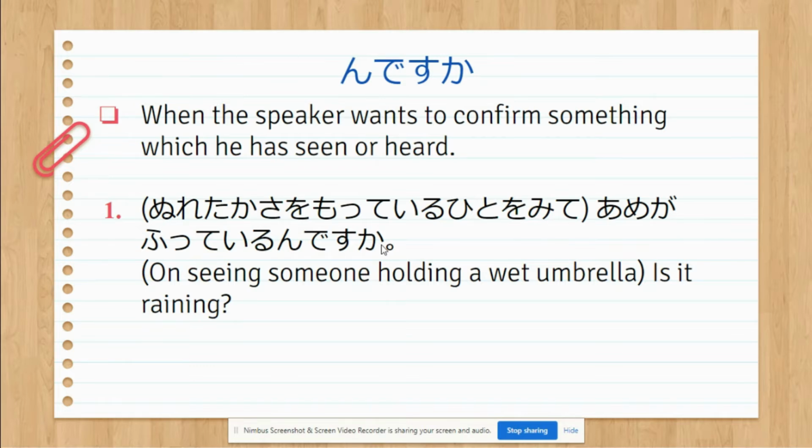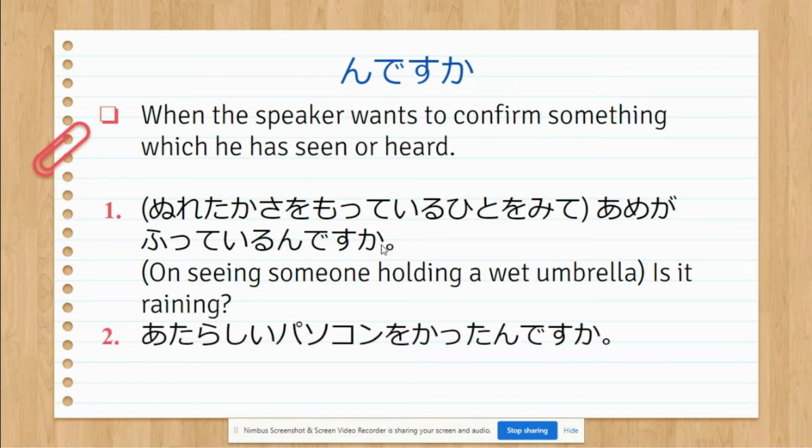Let's take a look at another example. Atarashii pasokon no katan desu ka? Did you buy a new PC? So most probably you saw your friend using a different laptop and it looks new to you. That's when you will ask, Atarashii pasokon katan desu ka?